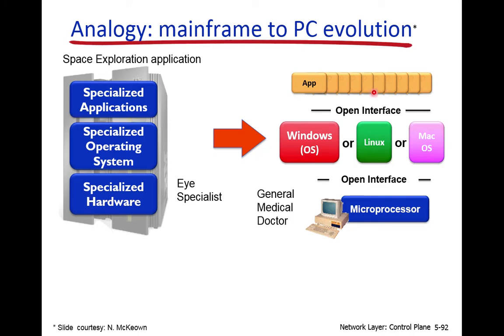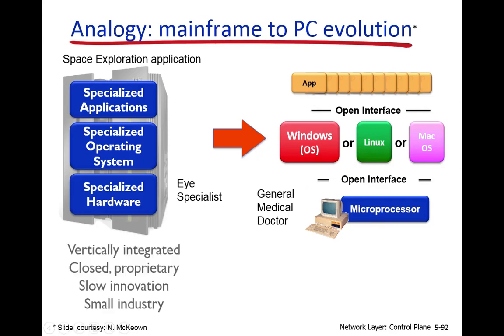Similarly, the controller has hardware, for example a general purpose processor, then it has the operating system. The operating system is managing this hardware, and based on the operating system we have applications. So the user uses this system through the applications.